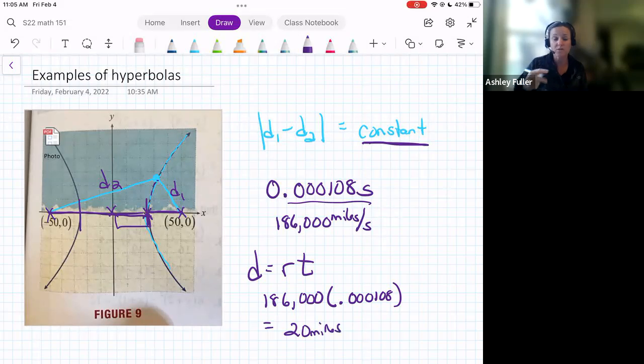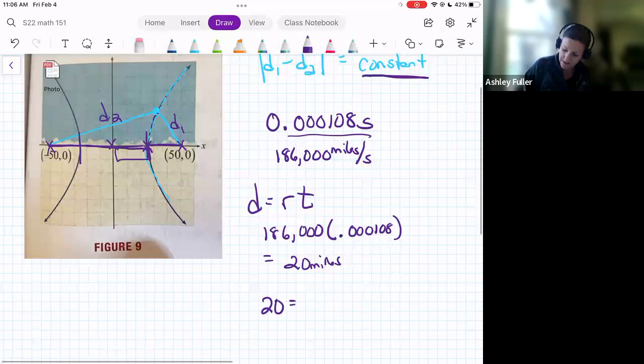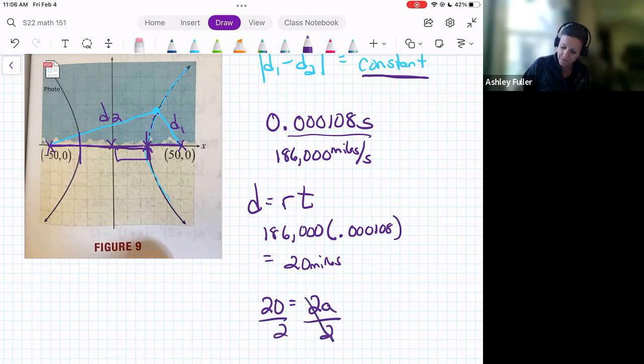Now remember, that distance of 20 miles is that constant difference. Because that distance of 20 miles equals 2a, then we can divide both sides by 2, and we know that a, the distance from the center of the hyperbola to one of the vertices, is 10 miles. So they will arrive 10 miles from whatever coordinate this is when they reach shore, assuming they're traveling along the path of that parabola. Hyperbola, sorry.